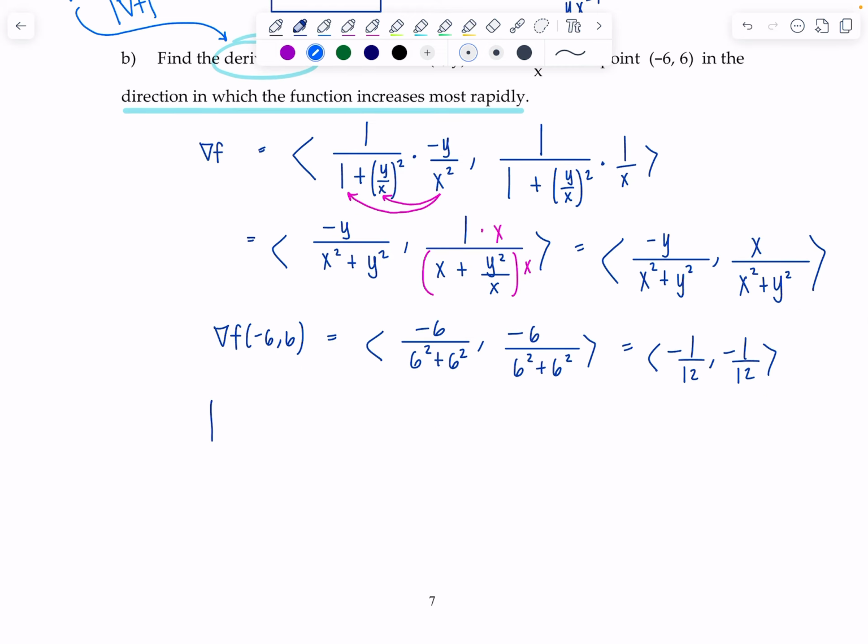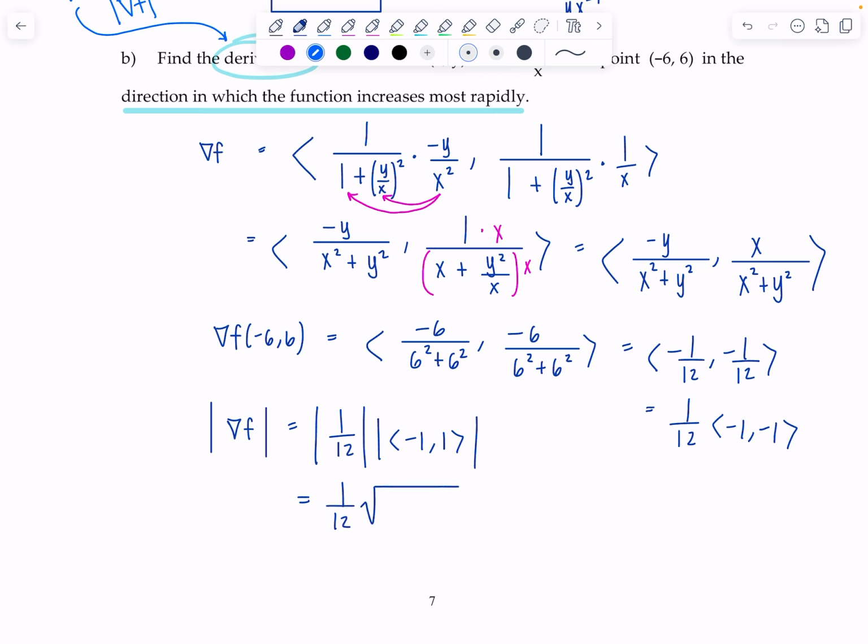I'm going to teach you a trick. You ready? You're going to like this trick. When you find the magnitude of a vector, you can take this constant out, so you don't have to square it and make it all big and ugly. It's literally just the absolute value of that constant times the magnitude of the vector that's left over. So this is 1/12 times this. Aren't you already more relaxed? You just have to square -1 instead of 1/12. I know, you're welcome. So then this is root 2 over 12.